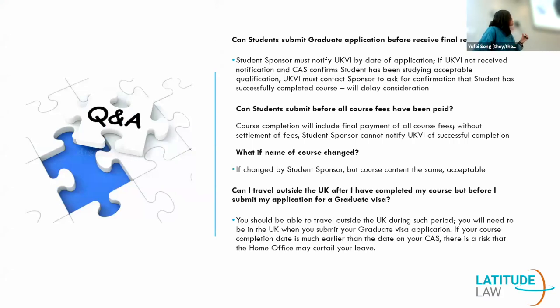Here are some common questions and answers. We'll go through them. First question, can students submit a graduate application before receiving final results? Like previously mentioned, the university will inform the Home Office by bulk upload. You can submit your graduate visa application before you receive your final results. There's no restriction on doing so, but just be mindful that your application won't be approved until the Home Office actually hear from the university of your final results. So they need to make sure you have successfully completed your course.